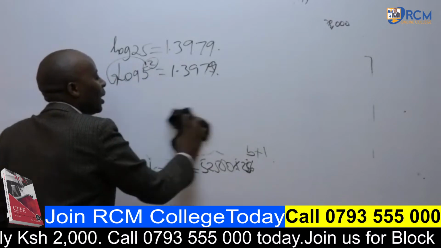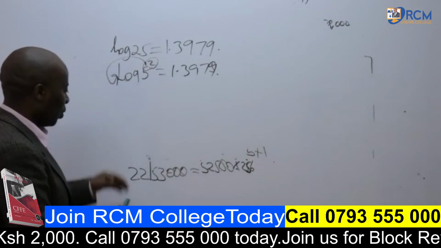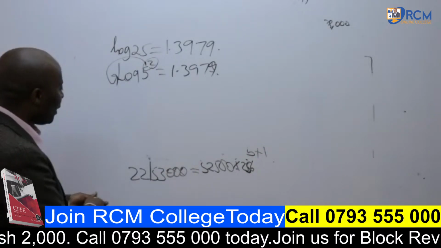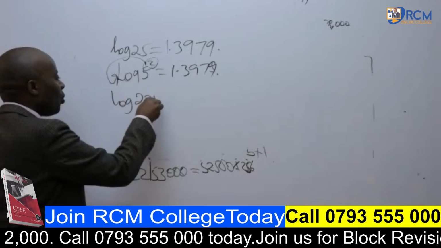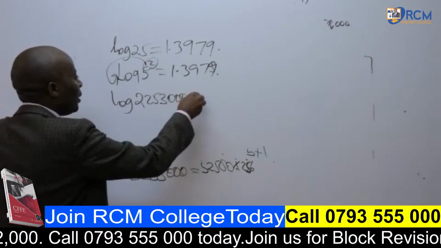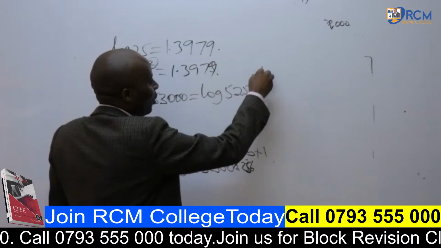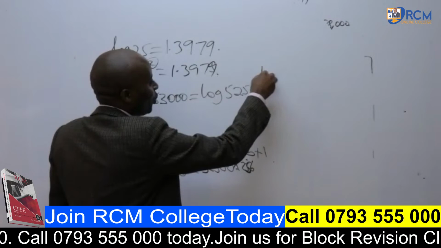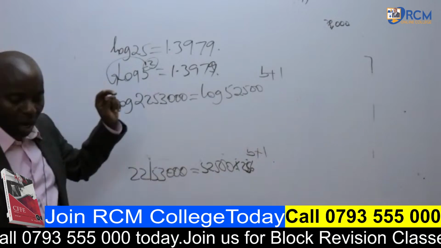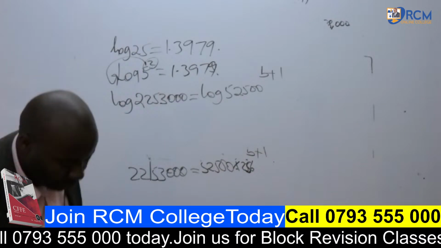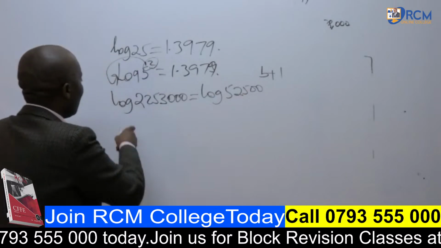in our 2 terms, 2 sides of the same coin, left-hand side and right-hand side. So we talk of logarithm of 2253,000. This will be equal to logarithm of 52,500, but now raised to b plus 1. And then, of course, now we need to come and bring this b plus 1 down.